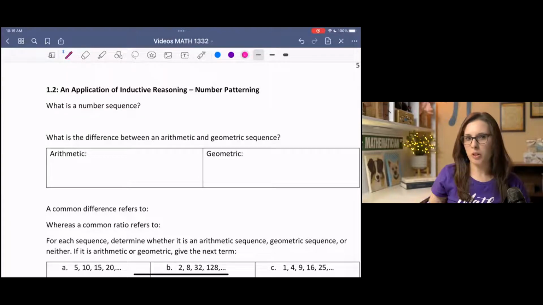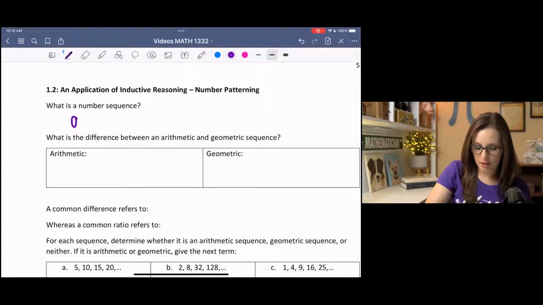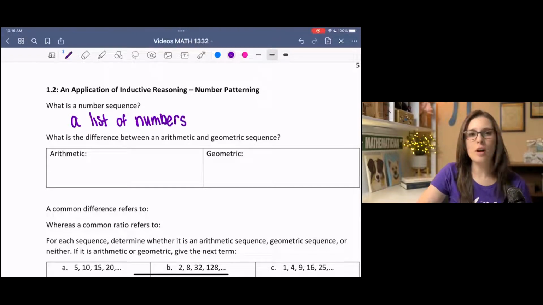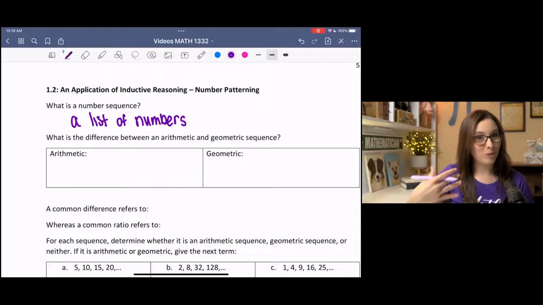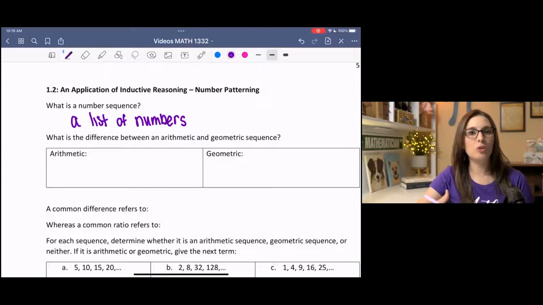Hello, in this lesson, we are going to explore the differences between specific types of sequences, and then we're going to look at a couple examples of all of those. When I say number sequence, or when I say sequence, all I'm referring to is a list of numbers. That's all that really means. And then those lists of numbers may have specific attributes that make them have a pattern. And then we can use inductive reasoning, which we talked about in our last video, to draw conclusions based on that pattern.